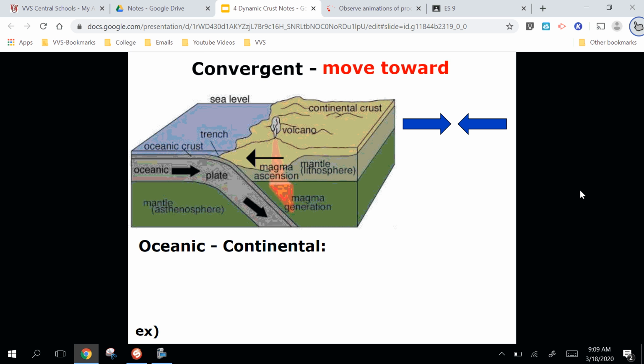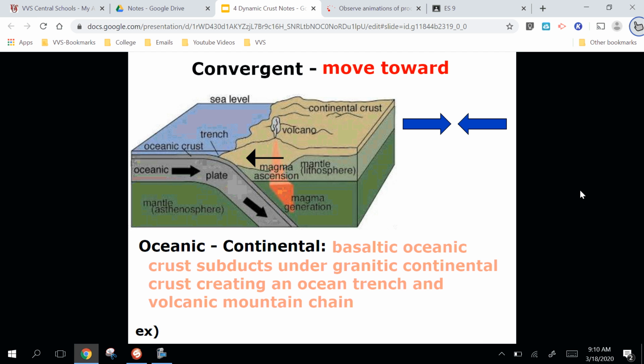Convergent, moving toward each other. Now we actually have three different types of convergent boundary. The first type is when an ocean plate meets a continental plate. All right. Oceanic plate is made of basalt. It's heavy density. Continental plate is made of granite. It's a lighter density, lower density.